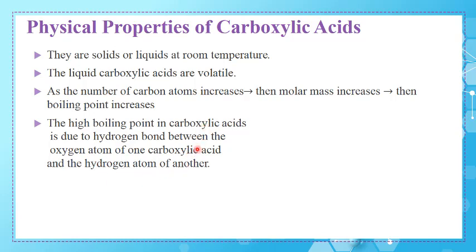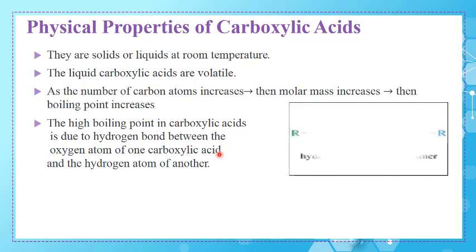Don't forget, when we explained the hydrogen bond in the alcohol lessons, we said that it is an intermolecular bond. It means it is between two separate molecules. Look here. Here is the first molecule of carboxylic acid that is represented in green, and here is the second in blue.